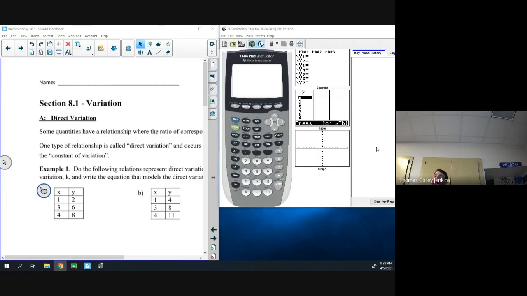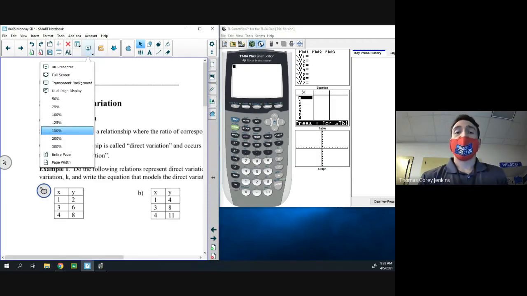So section 8.1, which is what we're doing today, is about variation. It's kind of disconnected from the rest of them in a sense. 8.3 through 8.5, I think, is more connected, but this gets us thinking about some of the types of functions or relations we'll be looking at. All right, enough with the introduction. We will go ahead and get to it.